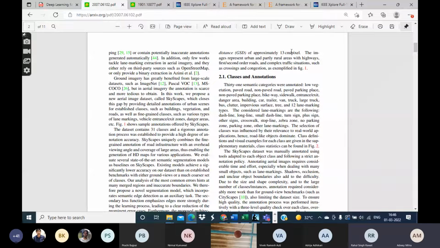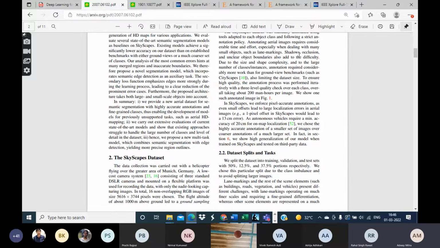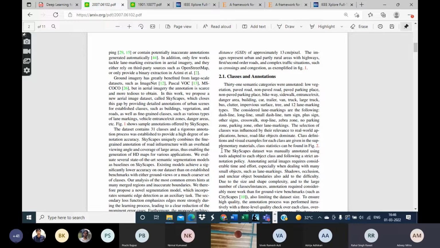This distance is about 13 centimeters per pixel. As they were talking about, this is called the ground sampling distance. It is the distance covered by every pixel. So each pixel covers about 13 centimeters of region in these data sets.